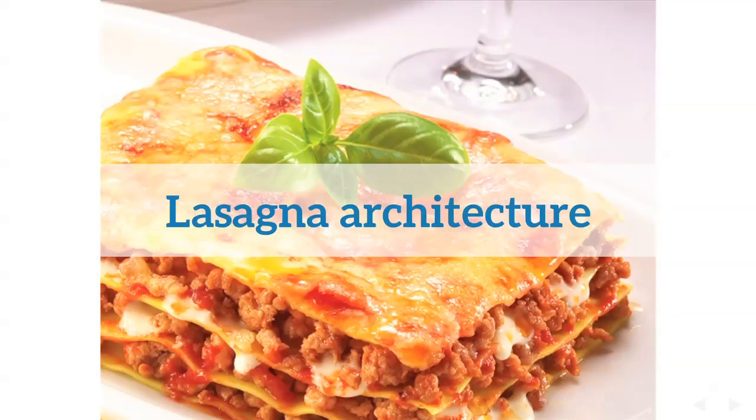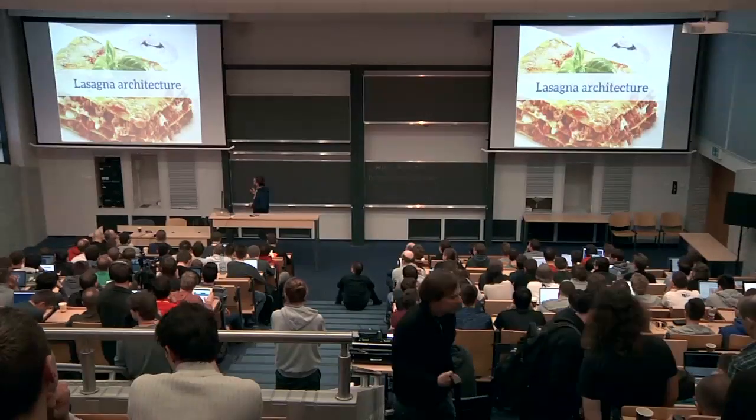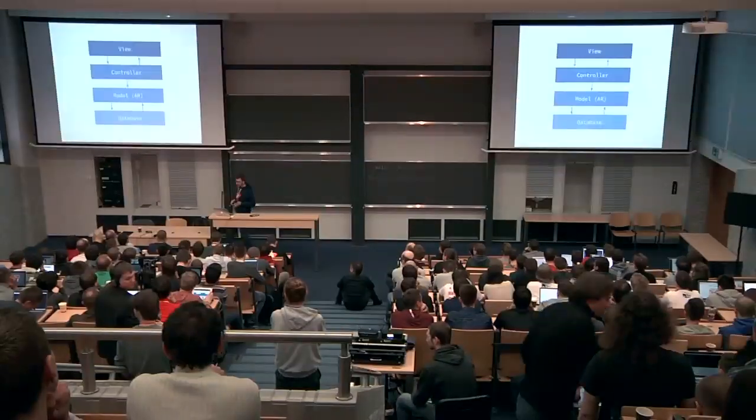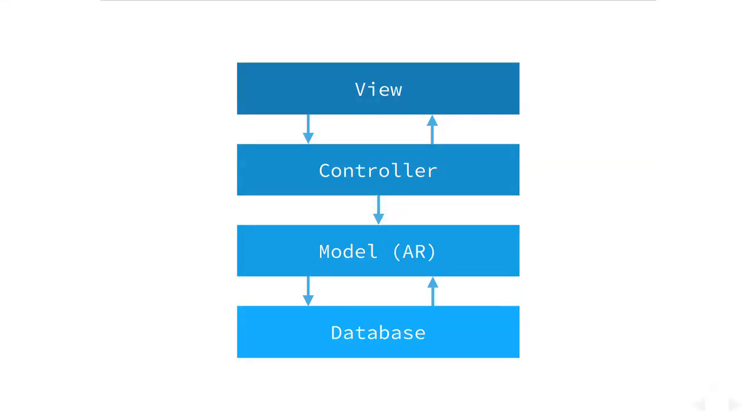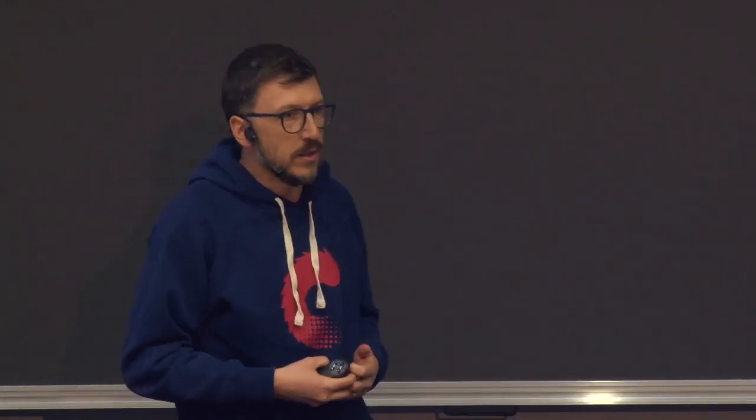Let's start with lasagna architecture. Everybody knows this kind of architecture pattern. I know how to cook lasagna because I'm Italian, so I'm very good at that. And our Rails application is something like a lasagna architecture. It has the view on the top. The view communicates with the controller. The controller uses the model through ActiveRecord to persist the data on the database.